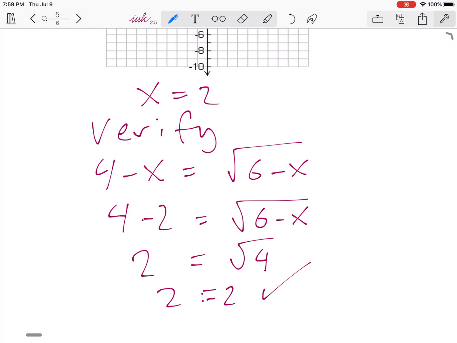If we had gotten something like 2 equals 4, then that tells you the answer we figured out is incorrect. So this is something you can always do to check to see if your answer works.